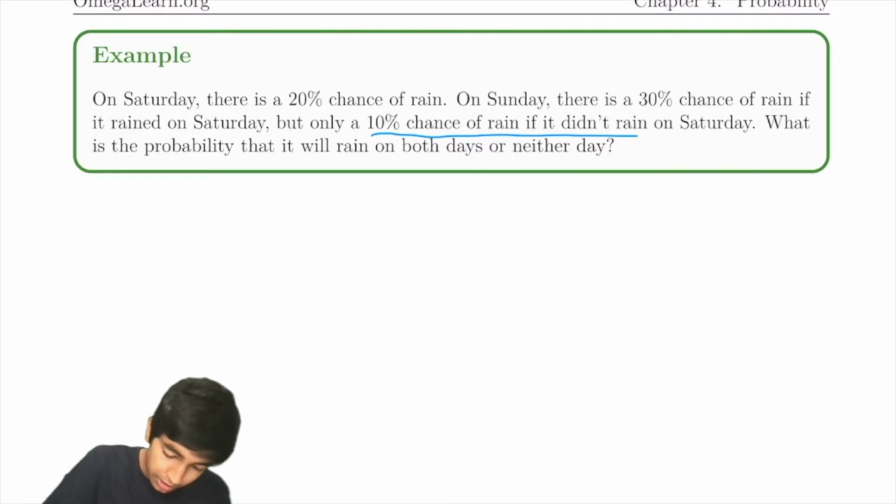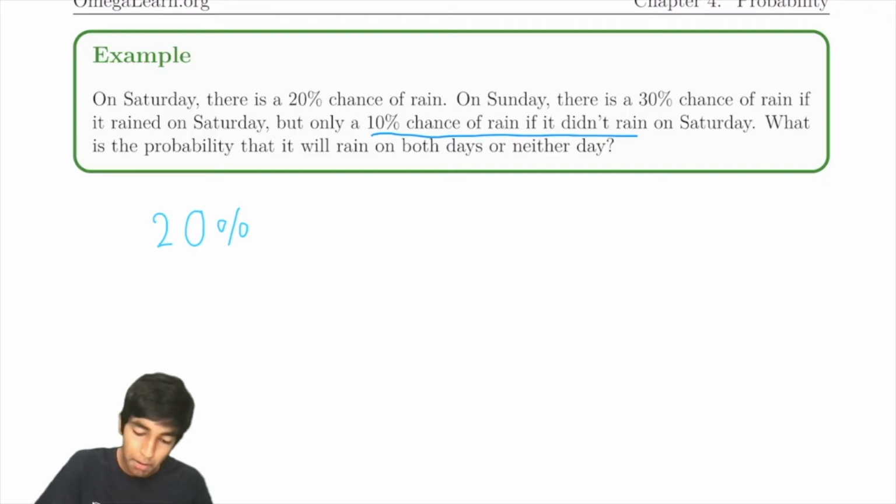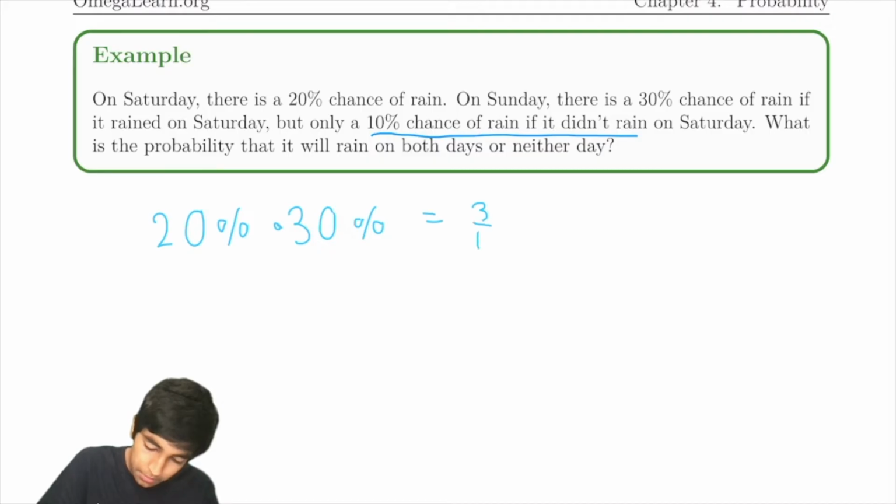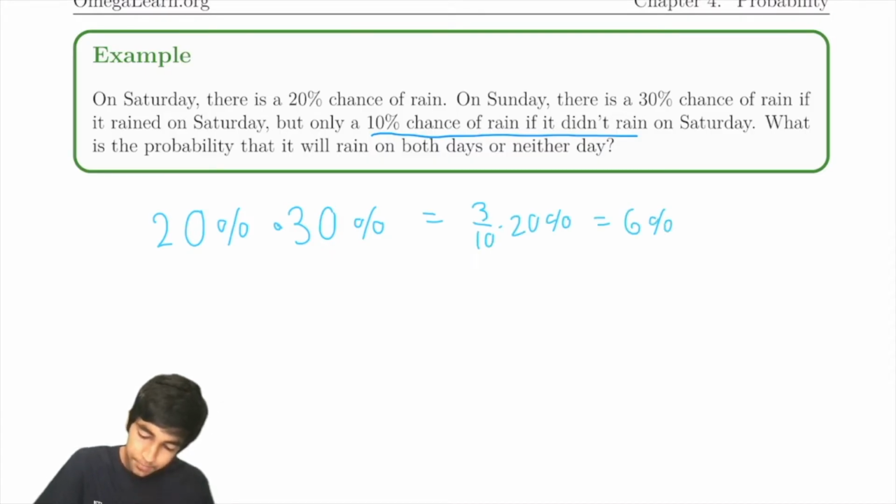So what if it does rain on Saturday? There's a 20% chance of that happening. What's the probability it will also rain on Sunday? 30%. So 20% times 30%. This is just 3/10 of 20%, which is 6%. Right? This is the probability it will rain on both days. Underline this with this color.